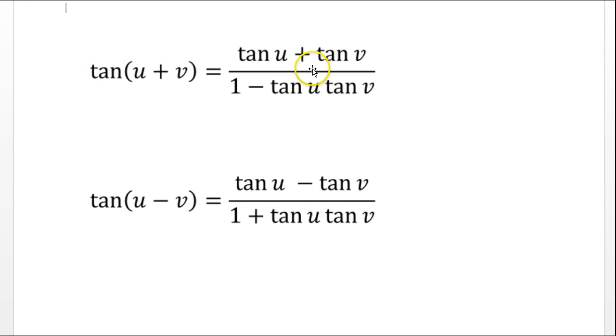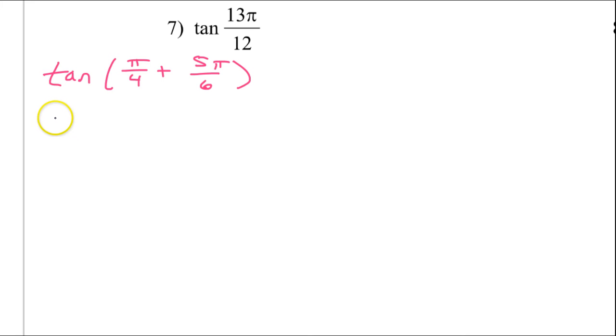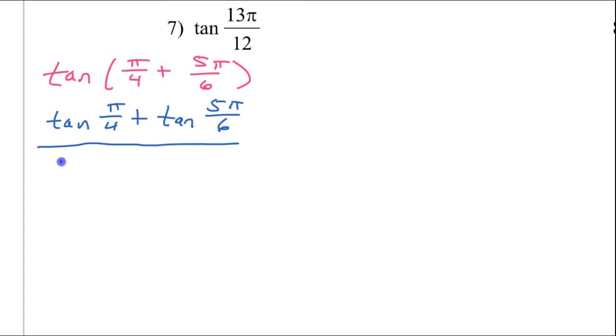Alright, so the tangent of a sum, I'm going to use this formula right here. So this is going to become the tangent of pi over 4 plus the tangent of 5 pi over 6, all over 1 minus tangent pi over 4 tangent 5 pi over 6. So the tangent of pi over 4 is 1. And let's see, the tangent of 5 pi over 6. Forget the 5 for a second. The tangent of pi over 6 is radical 3 over 3.